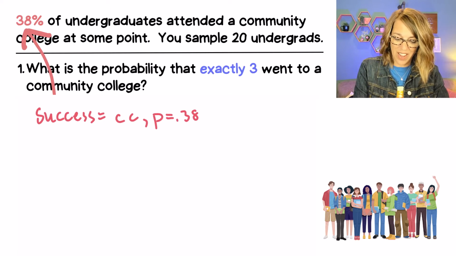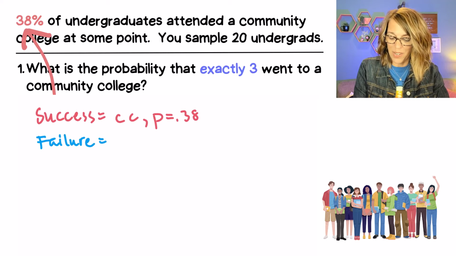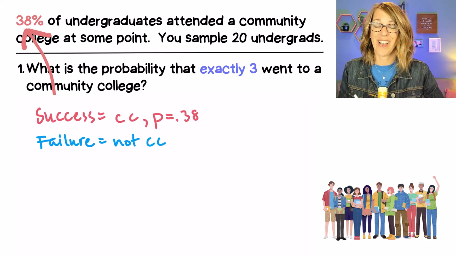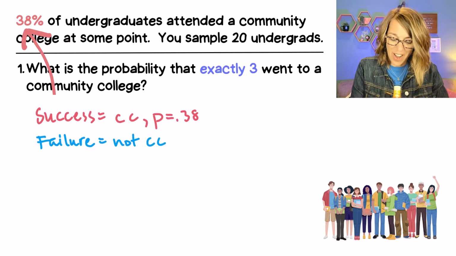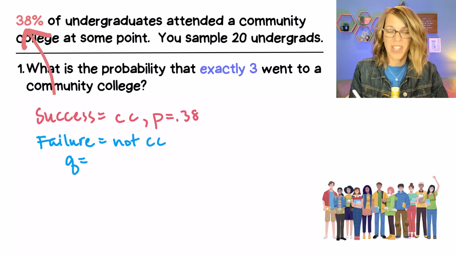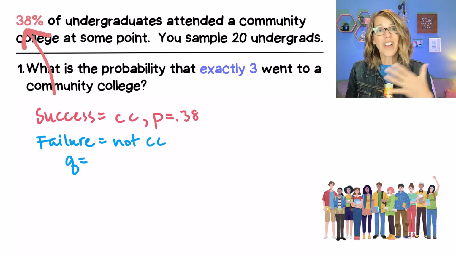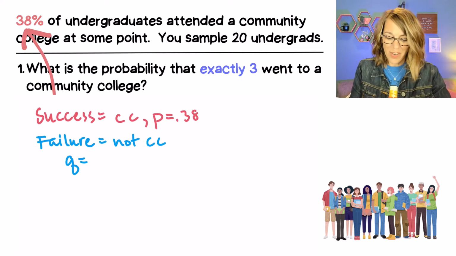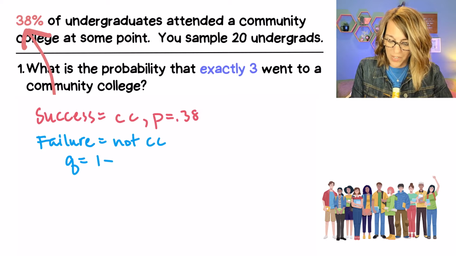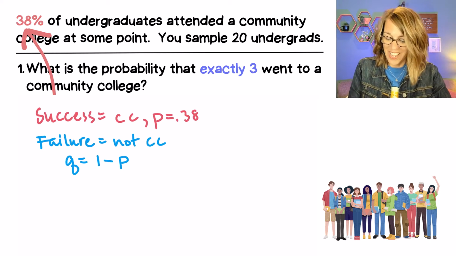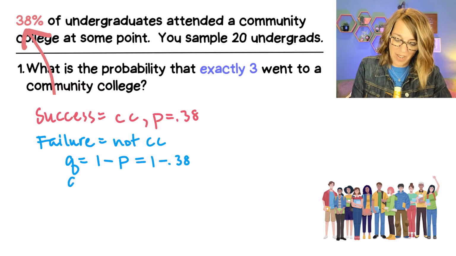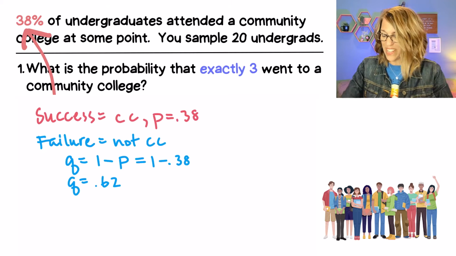So I can also define a failure here. If a success is attending community college, a failure is going to be not attending a community college. To figure out the probability of a failure, which we call Q, you're either one or the other. So I can go ahead and take 1 and subtract what I got for P. So that's going to be 1 minus 0.38. We end up with Q is equal to 0.62.